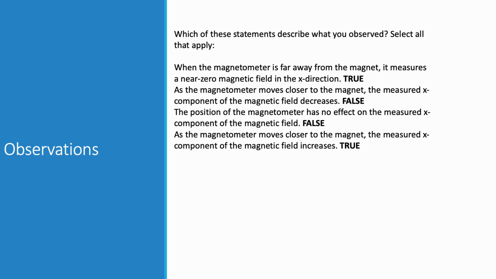So going back to the original lab experiment instructions, here were the true observations for this experiment that we saw, and it was the first and last one, being when the magnetometer is far away from the magnet, it measured a near zero magnetic field in the x direction. This was true, and as the magnetometer moved closer to the magnet, the measured x component of the magnetic field increased. This was also true, and the other ones were that moving closer to the magnet, the field decreased. That was false, and then the no effect was also false. It always has an effect.